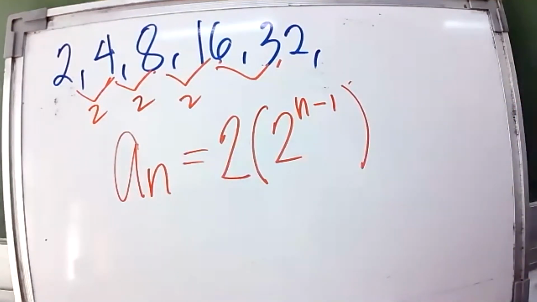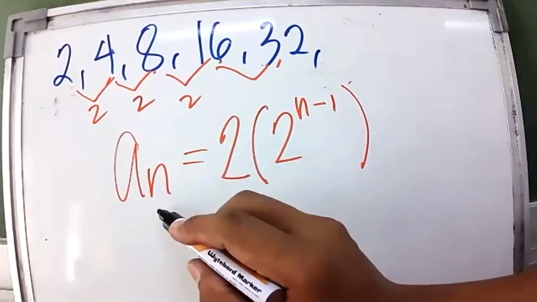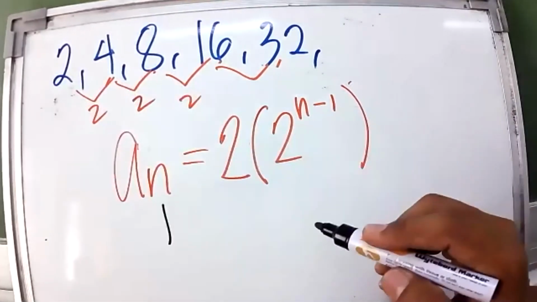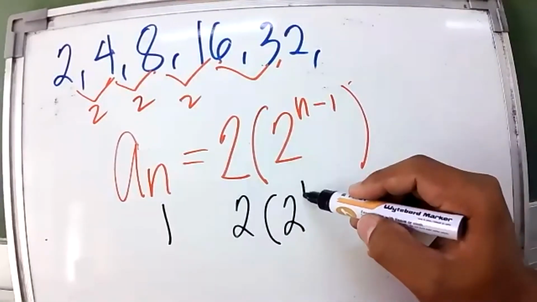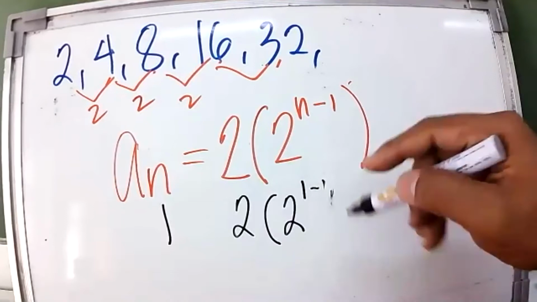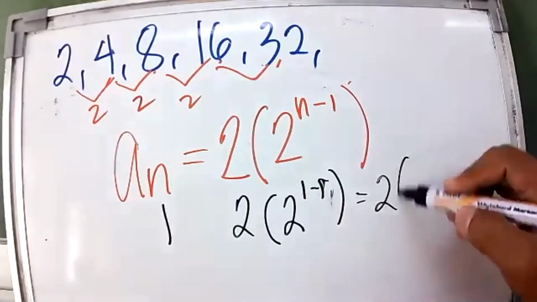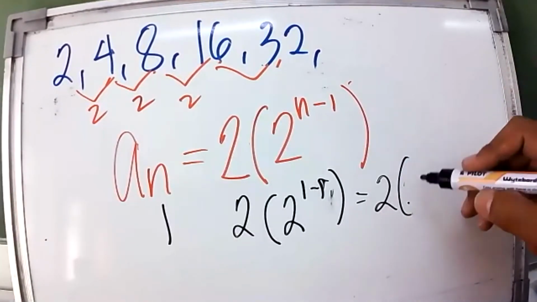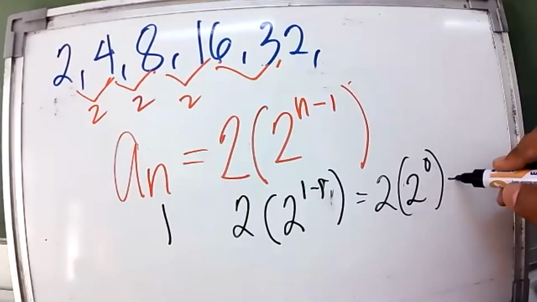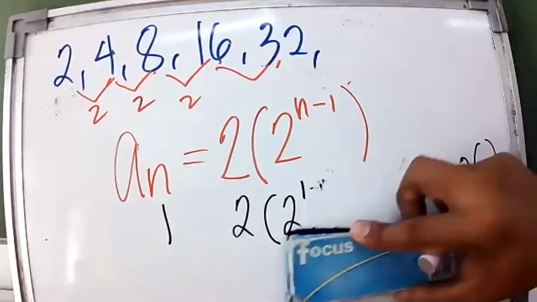Okay, tingnan nga. Based lang po ito sa nakita kong example. Okay, let's see. If we try to substitute the first term, 1, that becomes 2 times 2 raised to 1 minus 1. 1 minus 1 is 0. 2 raised to 0 is 1, so that's 2 times 1, equal to 2. Tama.